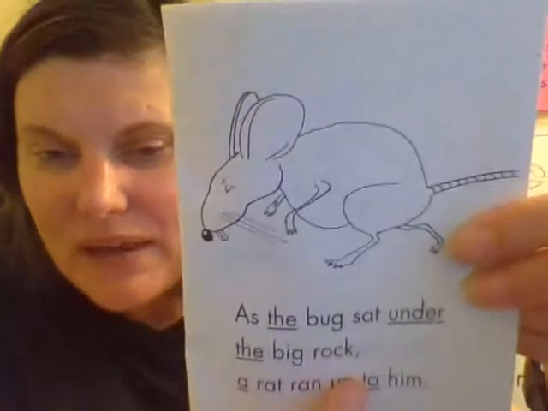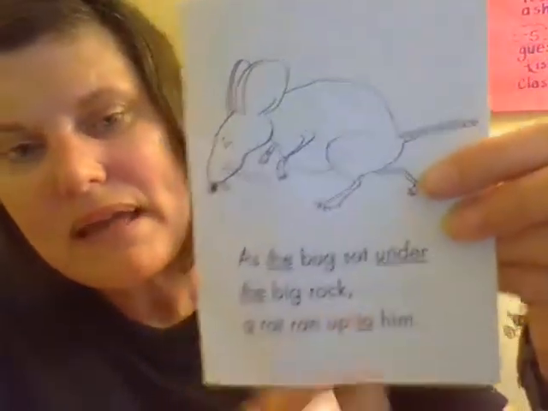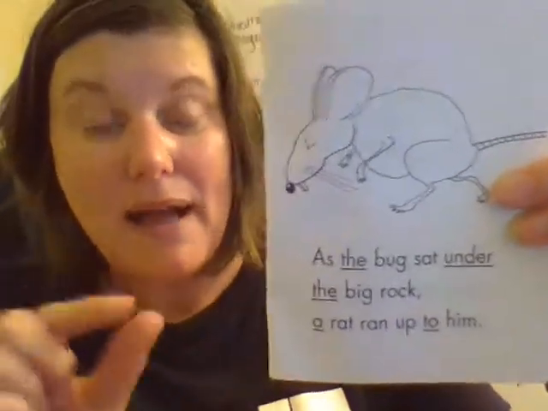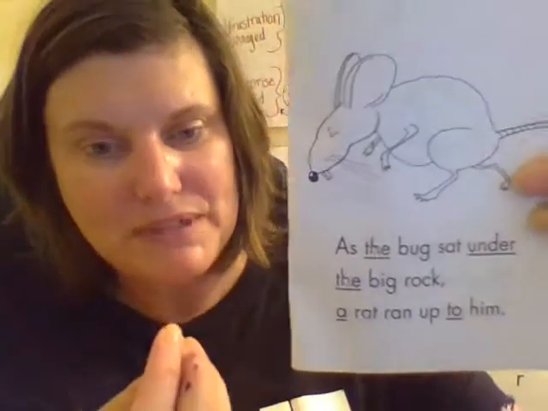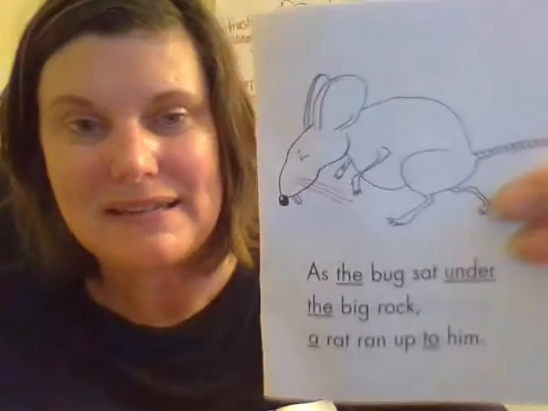I want to point something out, guys. Do you see the comma? The comma means it's a complex sentence. So more than one thought has been put together in one sentence.